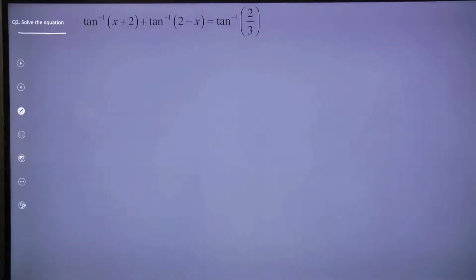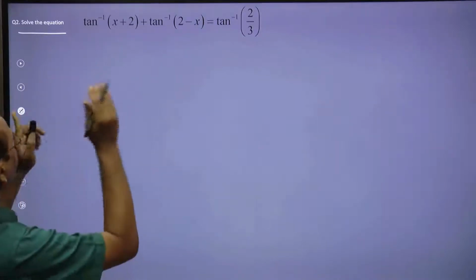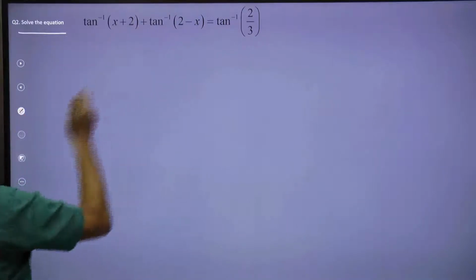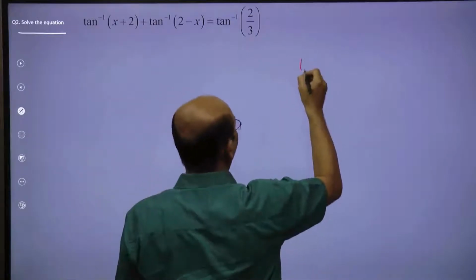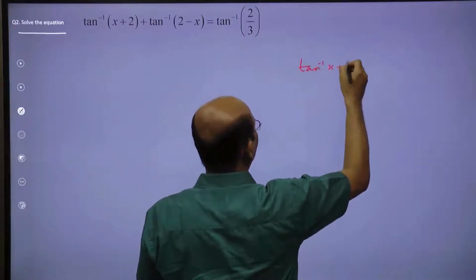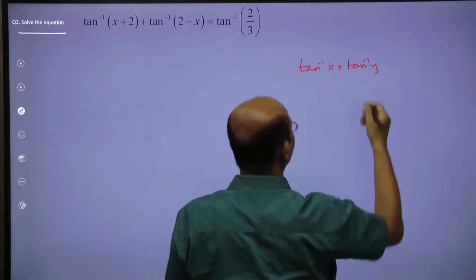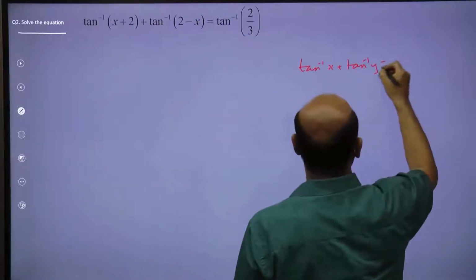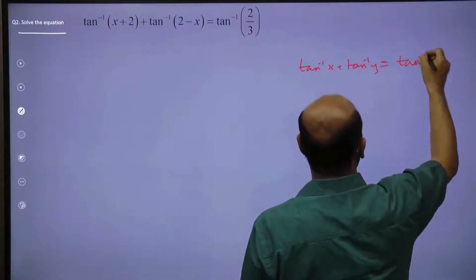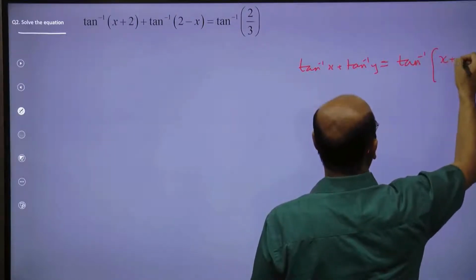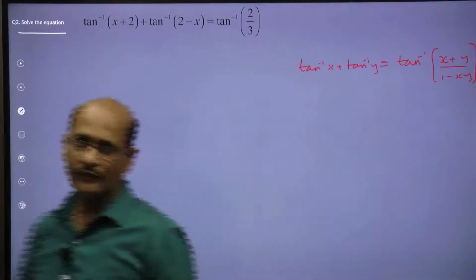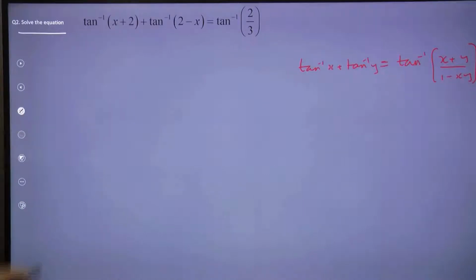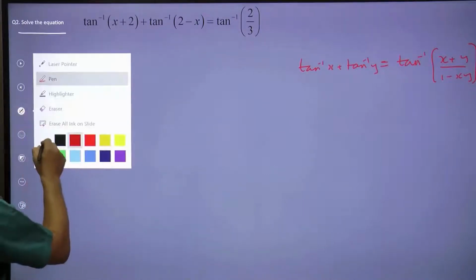Let us see. So tan inverse (x plus 2) plus tan inverse (2 minus x). I'm going to work out the solution using tan inverse x plus tan inverse y. If you remember the formula, tan inverse x plus tan inverse y is equal to tan inverse of (x plus y) upon (1 minus xy). I think most of you are aware of this formula, right? So let us apply the formula now quickly and see how things work.